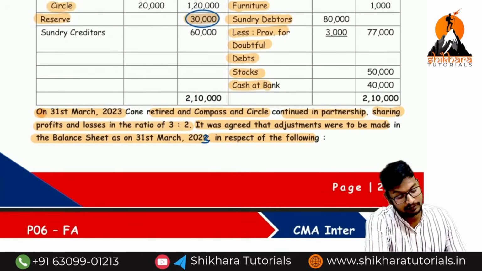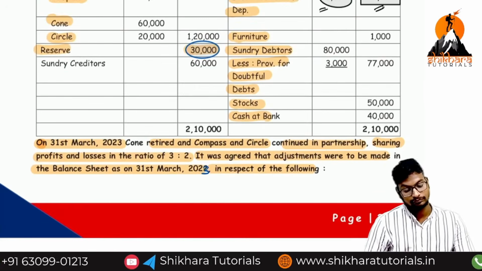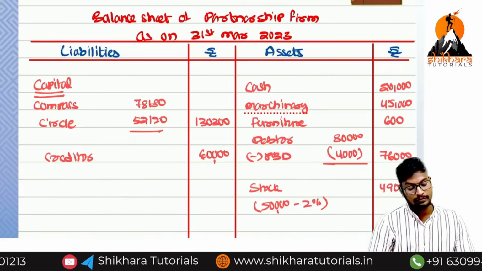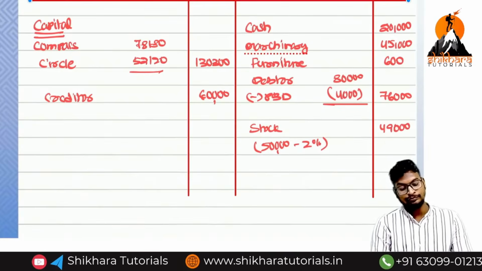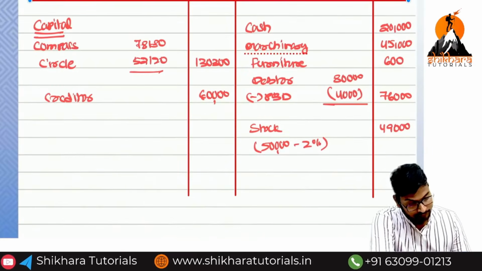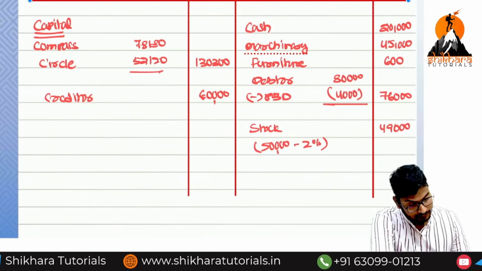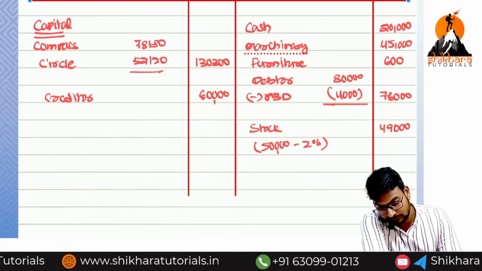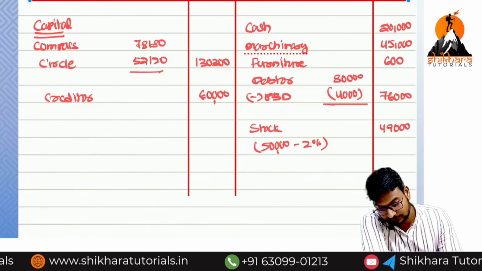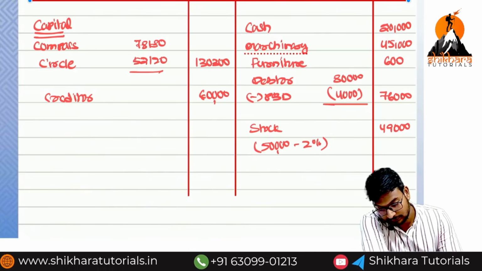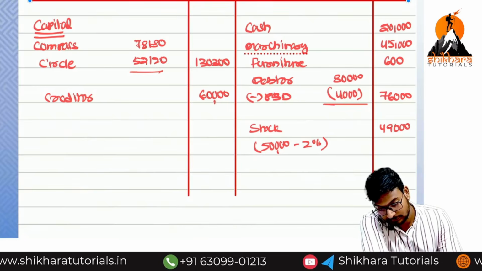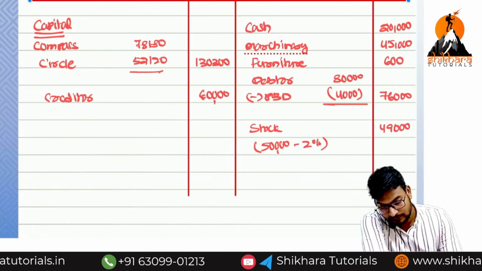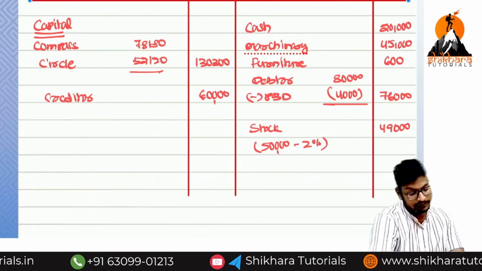Cash at bank we already recorded. So that's balanced. One lakh. We had already.